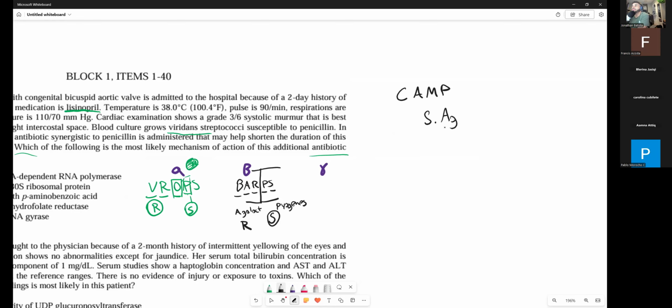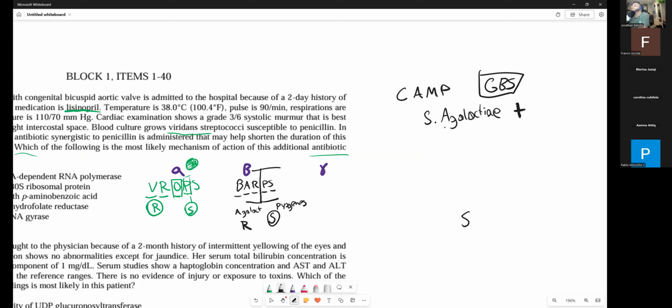This is group B strep. I'm going to put it here. GBS. This is CAMP positive. CAMP positive is just the ability to have a stronger hemolytic effect in the presence of Staph aureus. Now, I have to tell you guys, is Staph aureus alpha hemolytic or beta hemolytic? That's my question to you guys. Who remembers? It is beta hemolytic.